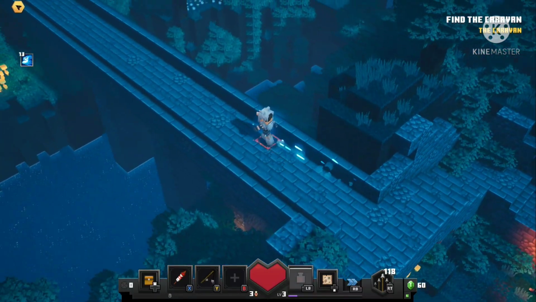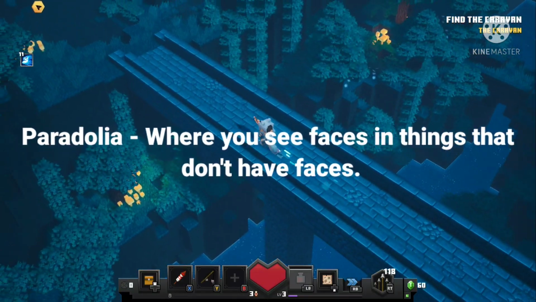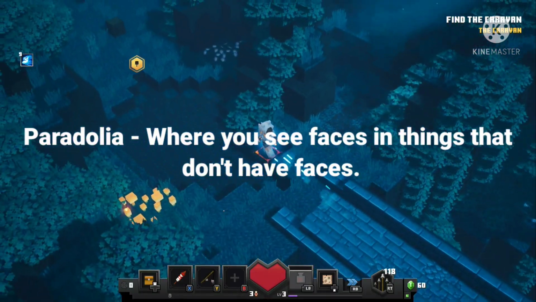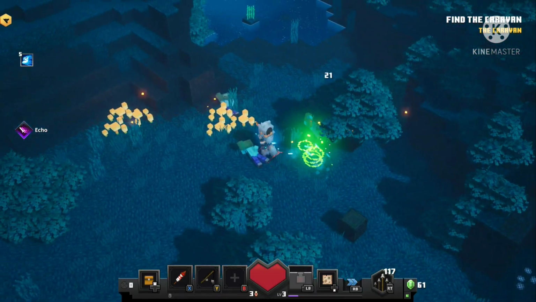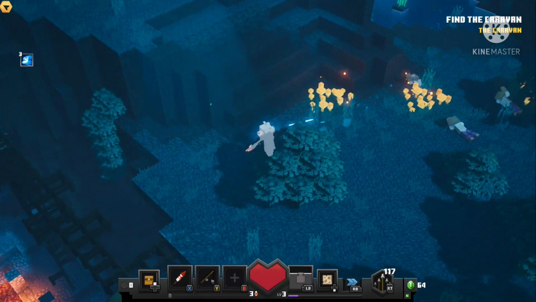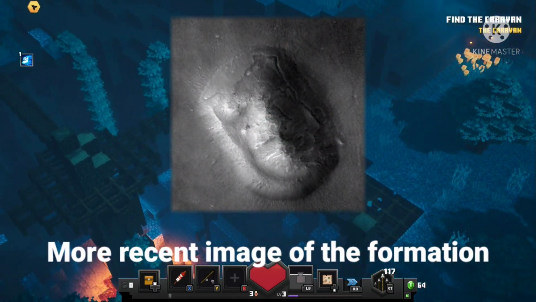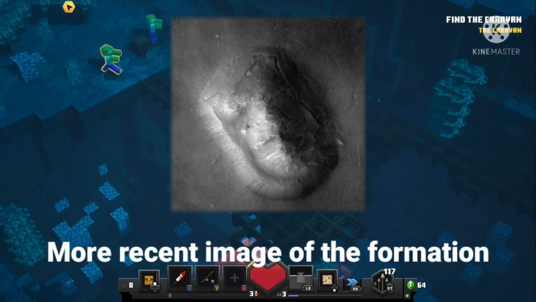Obviously, all of this was false, and it was a case of pareidolia, which is where you see faces in imagery that does not in fact have a face and are usually inanimate objects. The Mars Global Surveyor spacecraft took a higher quality image in 2001, and it was confirmed to just be a rock formation.